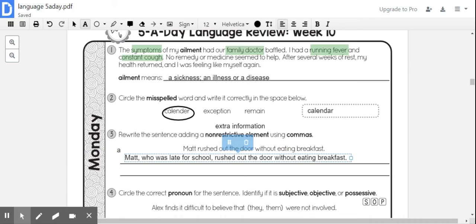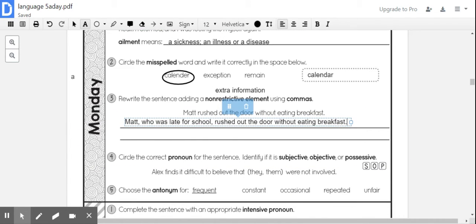All right, moving along to number 4. Circle the correct pronoun for the sentence and then identify if it is subjective, objective, or possessive. So it says, Alex finds it difficult to believe that they or them were not involved. Okay, and for this particular sentence, the correct pronoun would be they. Okay, and since they is actually the subject of the sentence, it is considered a subjective pronoun.